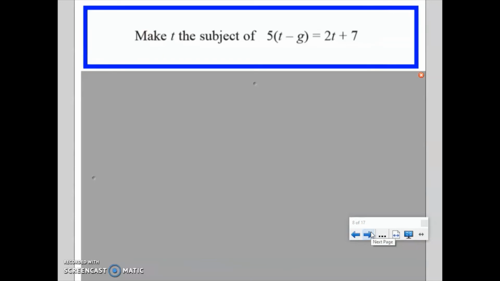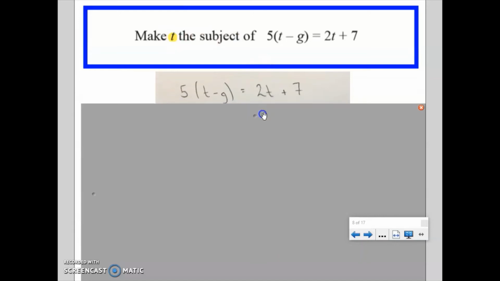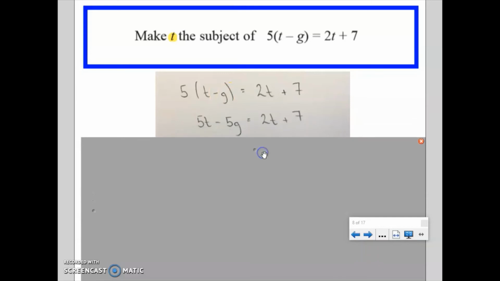Okay, another question for me to talk through. Again, you can work ahead if you would like to pause the video. We're trying to make t the subject this time. There's my original question. I'm going to expand this bracket, so 5 multiplied by t and 5 multiplied by minus g. So I've expanded the bracket there.